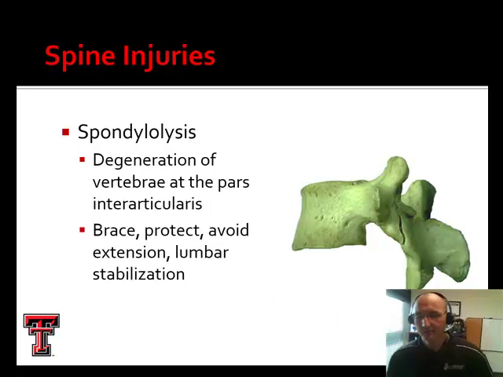Okay, spondies. We've mentioned this briefly. A spondylolysis, easy for me to say, is a degeneration of the vertebrae at the pars interarticularis. This is the juncture of the front half of the vertebrae to the back half of the vertebrae. With a spondylolysis, we end up with a fracture here. They get irritation, but no translation.